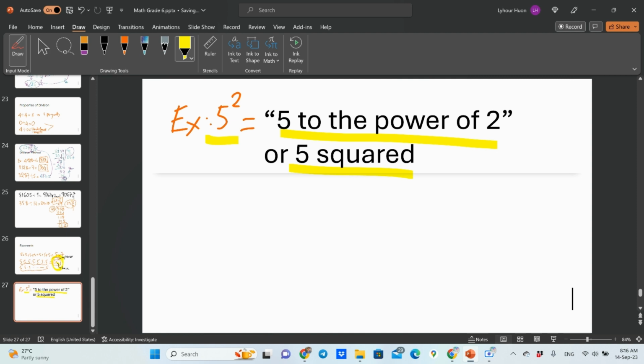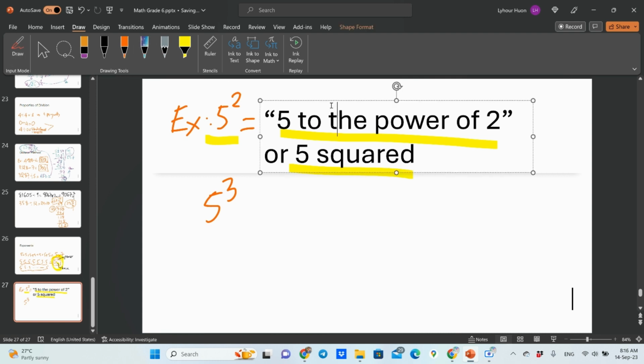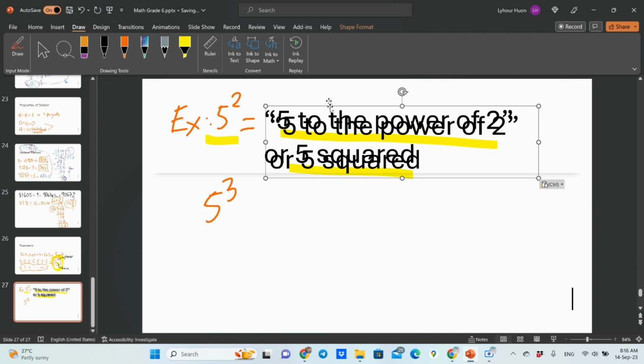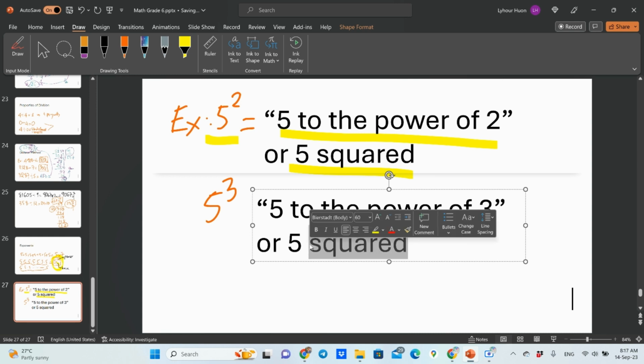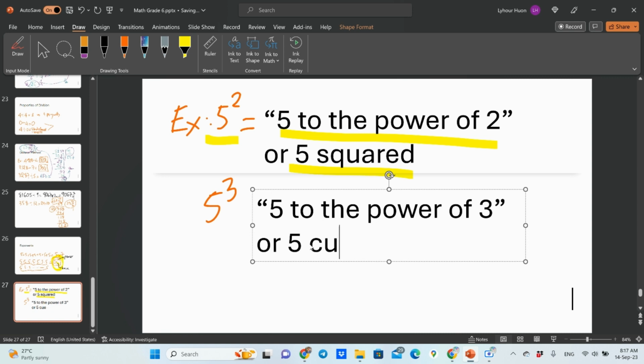What about 5 to the power of 3? Now you can read it. This is 5 to the power of 3, or we can call it 5 cubed.